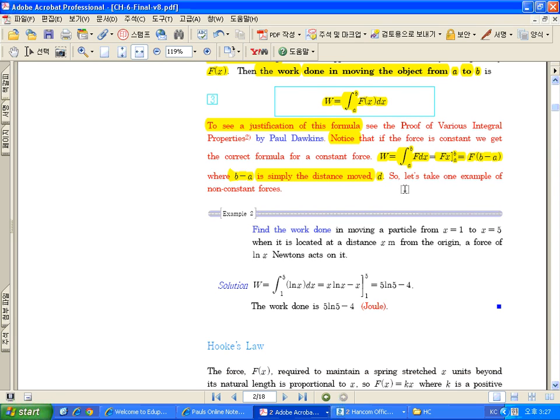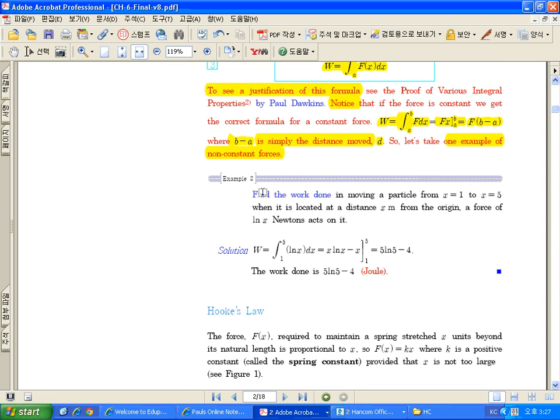Okay, now we introduce one example of non-constant force. Find the work done in moving a particle from x equal to 1 to x equal to 5 when it is located at a distance of x meters from the origin.